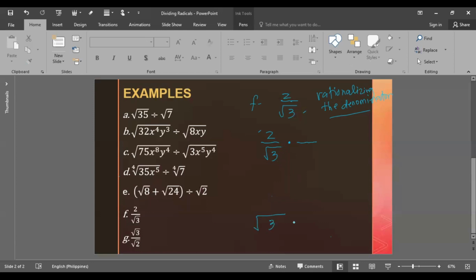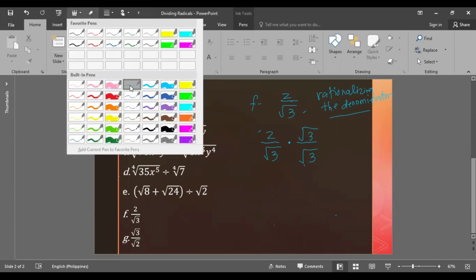Ano kaya ang imumultiply sa 3 para magkaroon siya ng square root? What do you think? It's the square root of 3. Because the square root of 3 times the square root of 3 is the square root of 9. And 9 is a perfect square. It has a square root which is 3. So in that way, maeliminate natin yung radical sign. So we have to write here the square root of 3. And kung ano yung nilagay sa denominator, yun din yung ilalagay sa numerator. Okay? So let's do it.